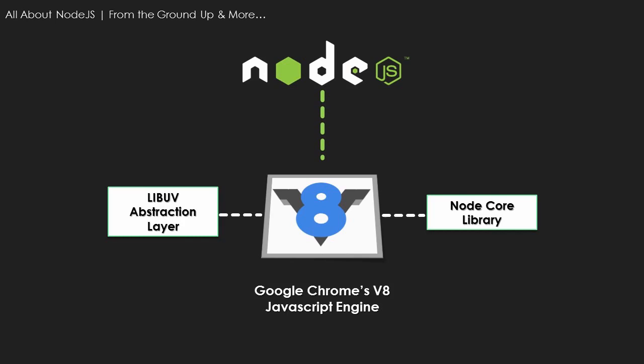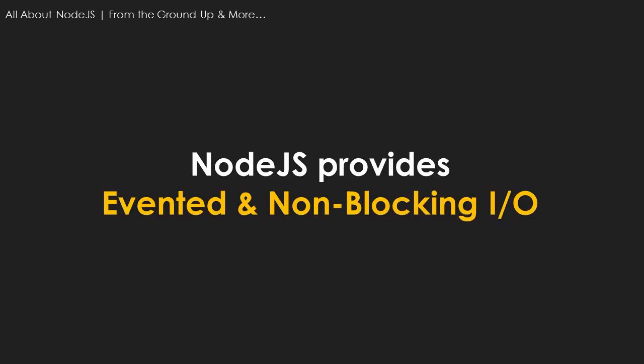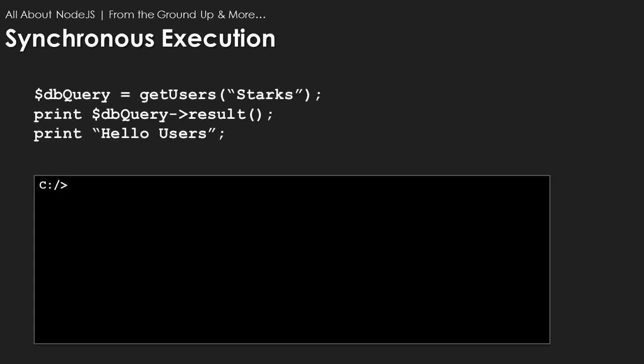Node works through an abstraction layer known as libuv, which enables Node to perform seamless input-output operations in a non-blocking way. In addition to that, a core library provides functions and methods that developers can use to write programs using JavaScript. So what sets Node.js apart from other systems and platforms is its native ability to provide evented and non-blocking I/O. To understand an evented non-blocking system, let us first examine how a program written in a traditional synchronous and blocking way would work.